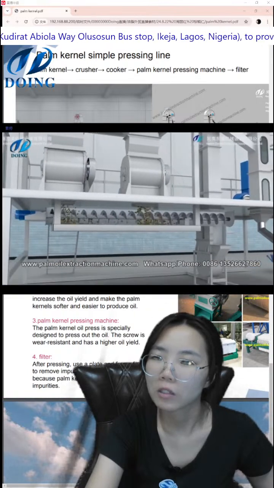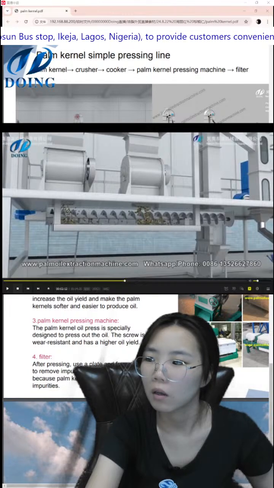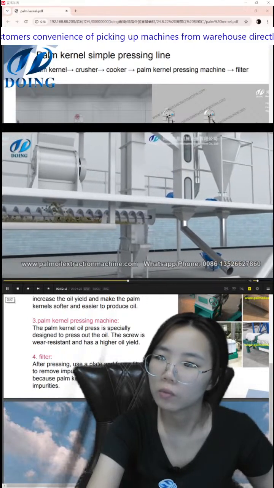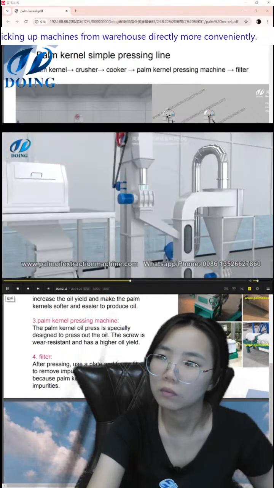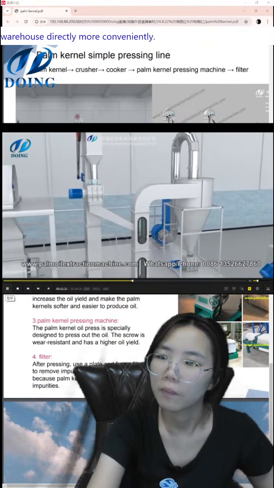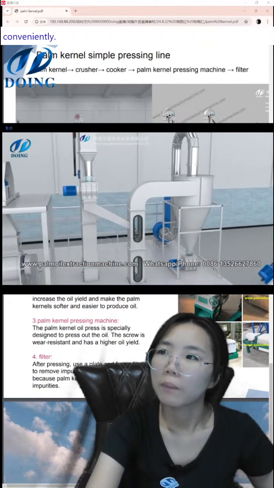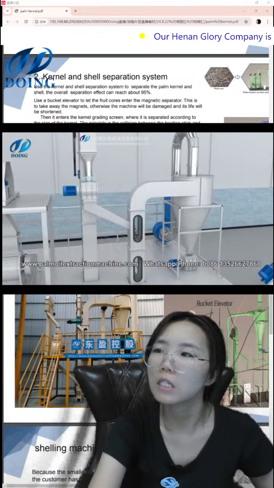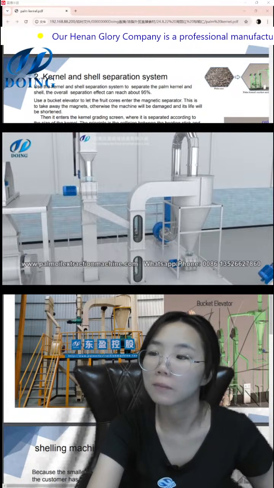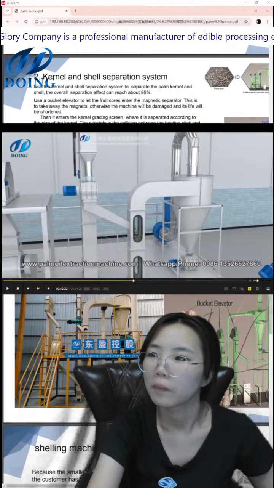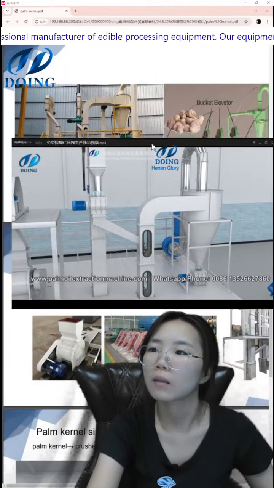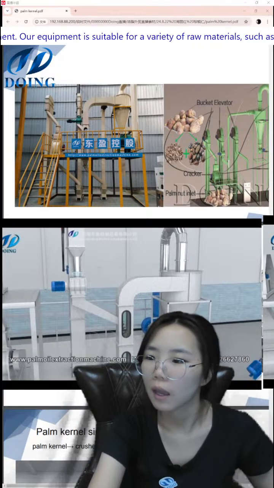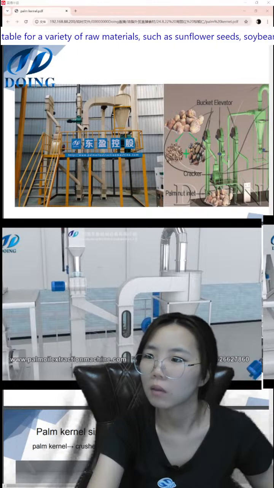And then the mixture of the palm kernel and the shell enters the bucket elevator. You can see this video. And this machine is the kernel and shell separation system. We can also see these photos of this machine.